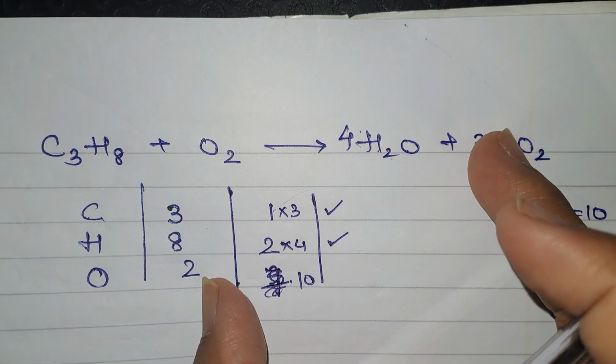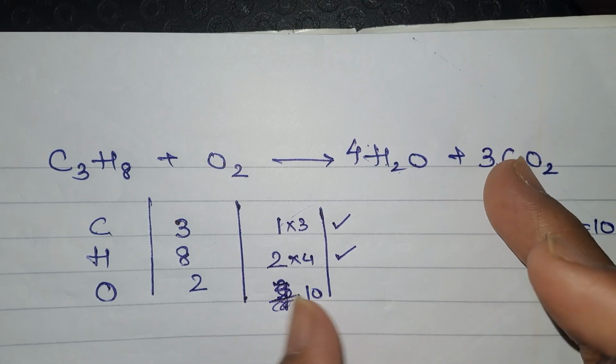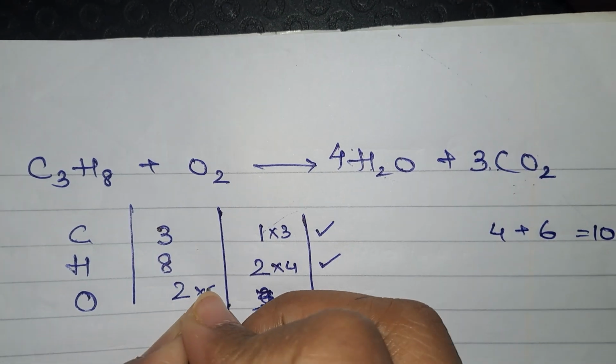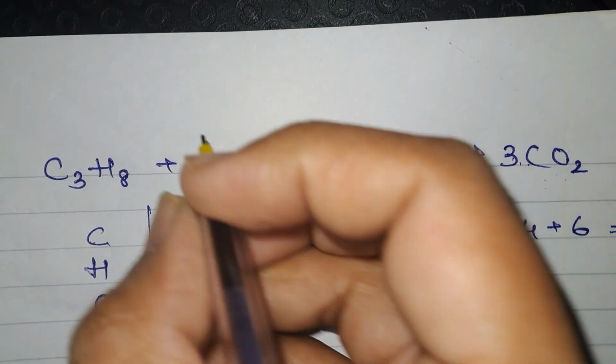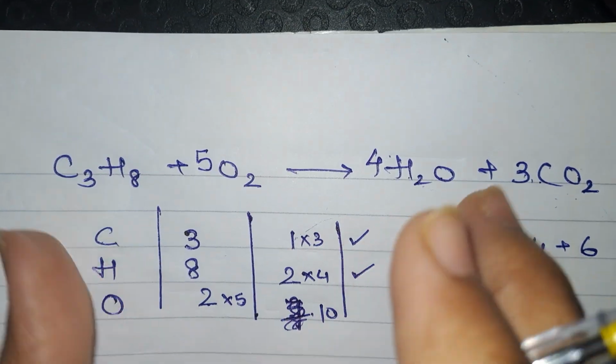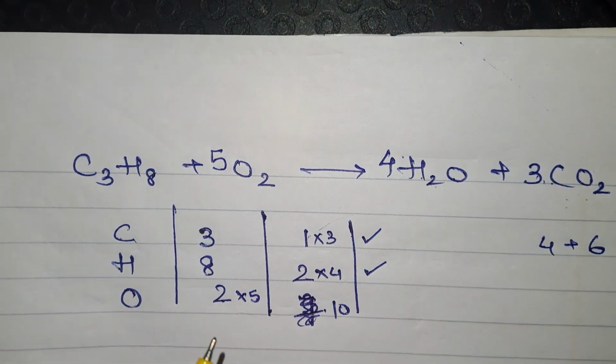I need 10 oxygens, but I have only 2 oxygens in here. So how am I going to balance it? I'm going to multiply it with 5. 5 2s are 10, it becomes, no? So I'm going to multiply it with 5. So that means I'm going to put a 5 in here. So now everything will be balanced in here.